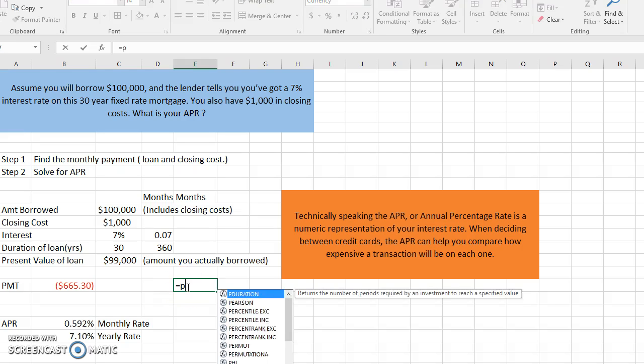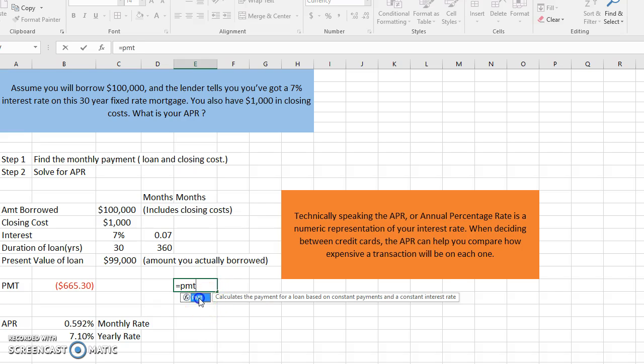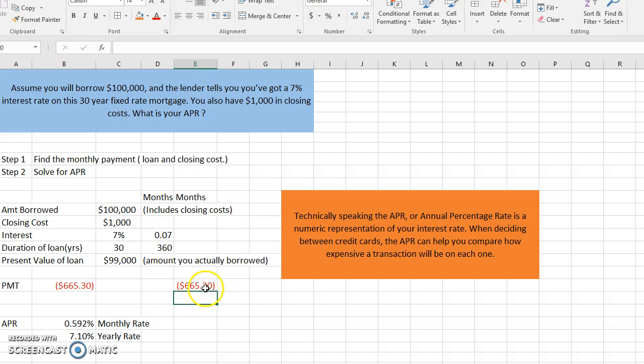So first, let's calculate our payment. You hit equal sign. You type PMT, double click. Now it's going to ask us for our rate. Our rate is this divided by 12, comma. Number of periods. We know it's 360, comma. What is our present value? The loan that we borrowed. The amount that we borrowed, we know it's 100,000. You close the parenthesis, hit enter, and you know our monthly payment is 665 and some change.